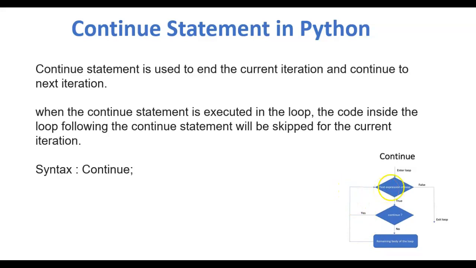So I hope you understand this flowchart. Let me repeat this once again. First it will check the condition, and after that, inside this condition, it will check whether there is any continue statement or not. If the continue statement is there, it will skip the current iteration and go to the next iteration. If the continue statement is not encountered, it will execute the body of the loop and again go to the condition, and if the condition is false, finally it will exit the loop. So I hope you understand how the continue statement gets executed.